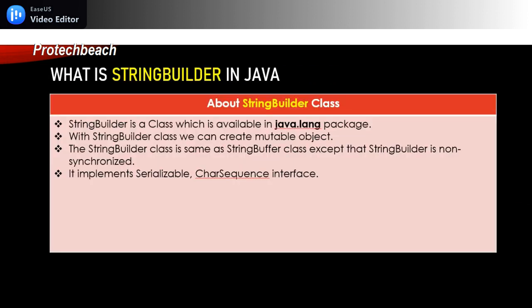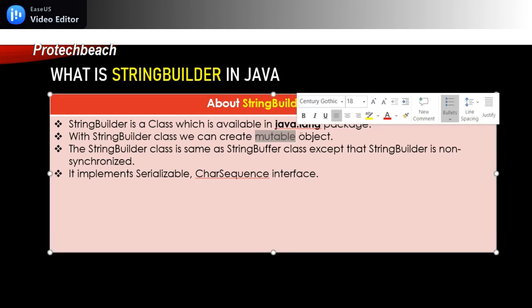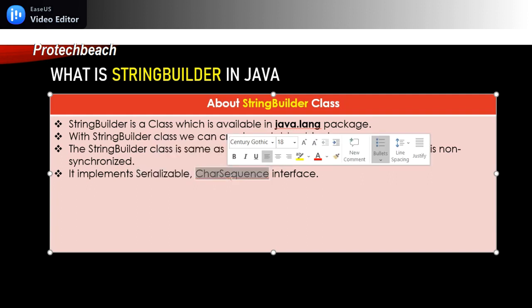Okay, now let's start. StringBuilder is nothing but a class in Java. It is available in the java.lang package. It is used to create a mutable object, meaning once the object is created, we can modify it. But in the case of String, once the object is created we can't modify it. That is the immutable String class. But in the case of StringBuilder, it is mutable. If you compare it to the StringBuffer class, it is almost the same, except that StringBuilder is non-synchronized, and the rest is the same: it implements the Serializable and CharSequence interfaces as well.